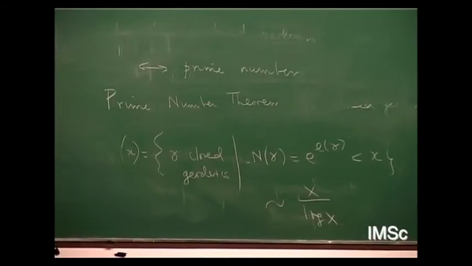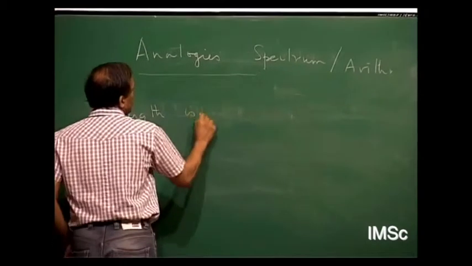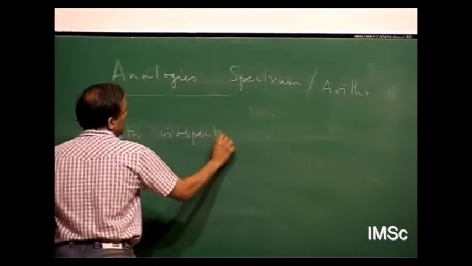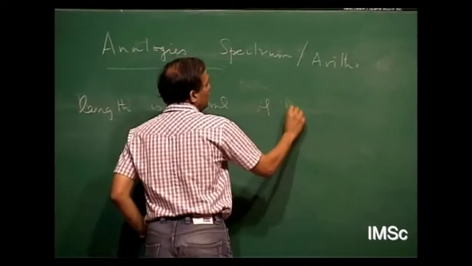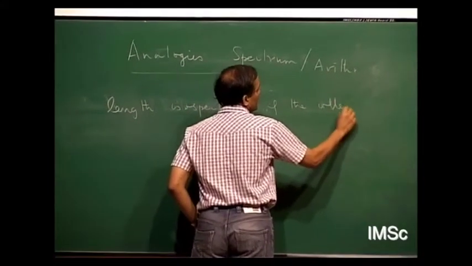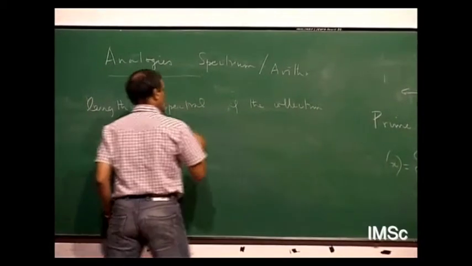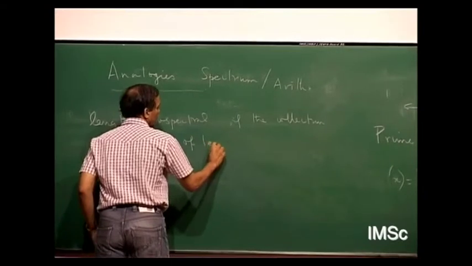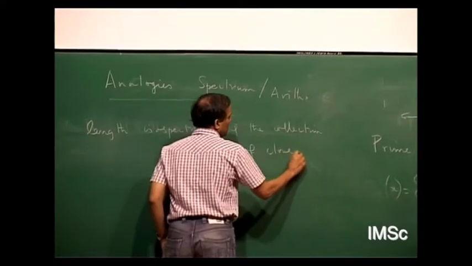Before I go to the theorem, let me say: we'll say two spaces are length isospectral if the collection of lengths of closed geodesics are the same, the collection of lengths of closed geodesics are equal, counted with multiplicity.